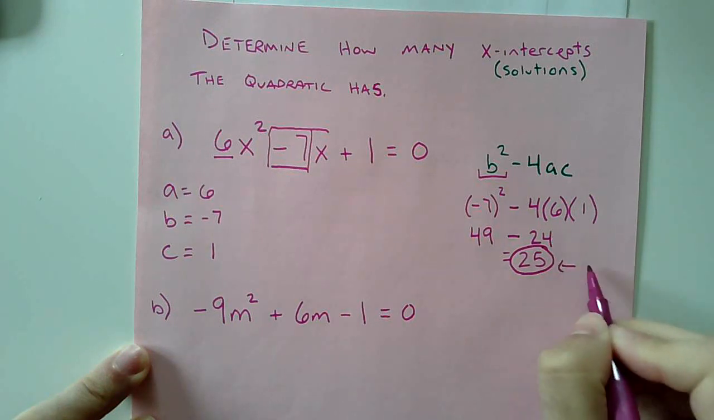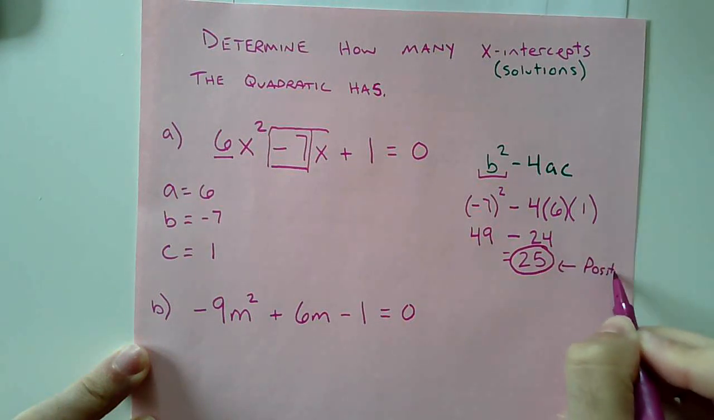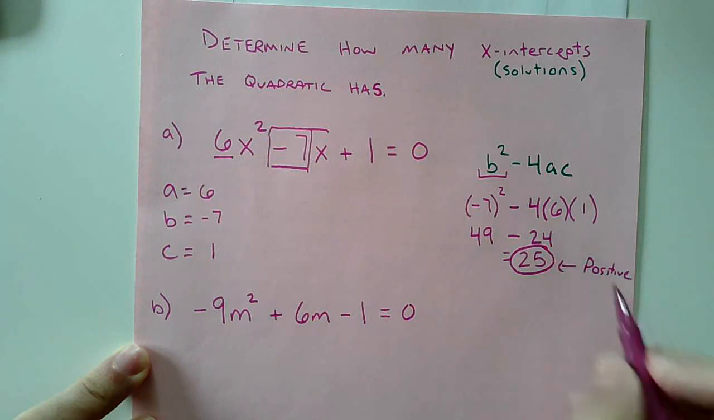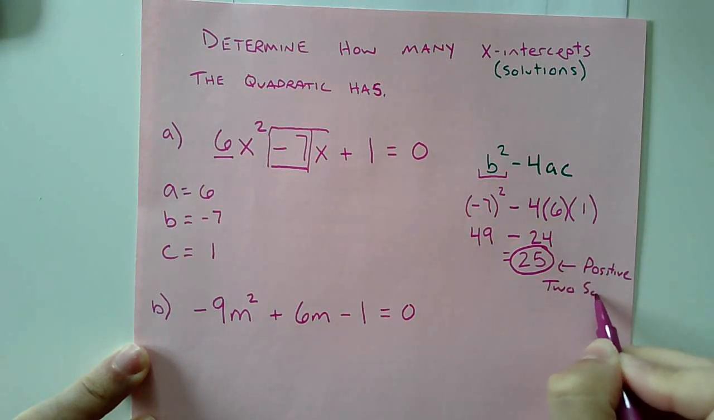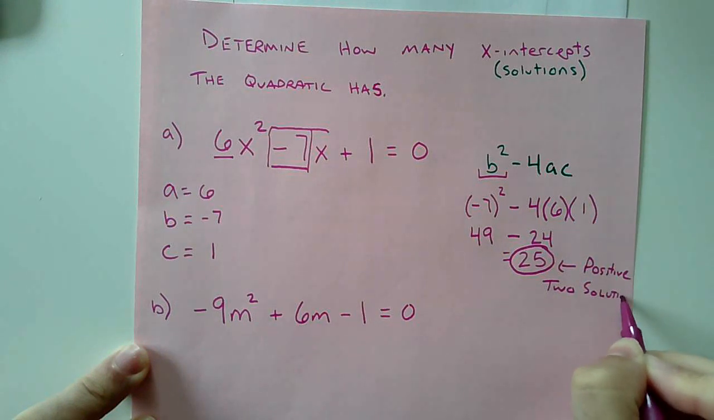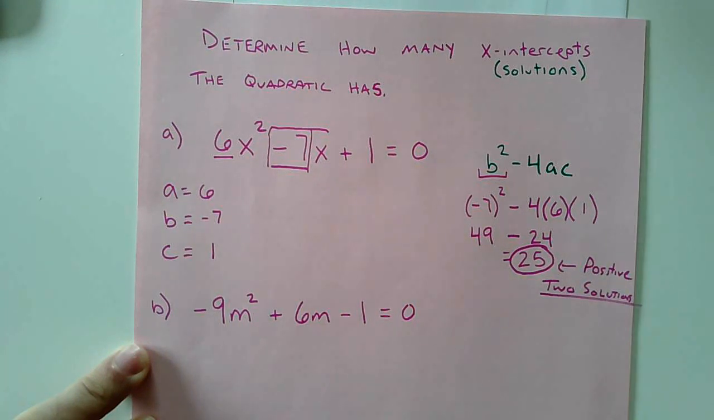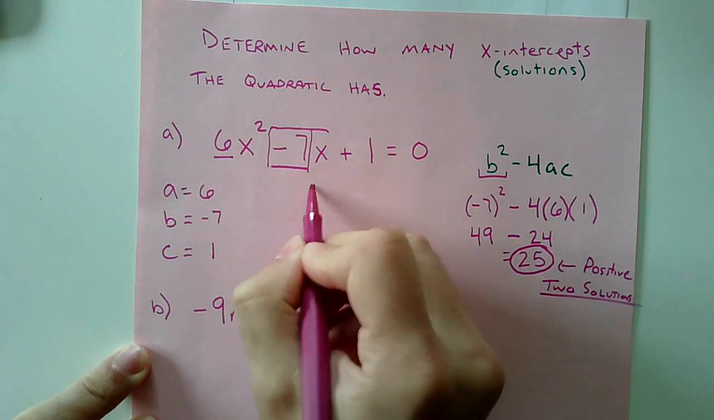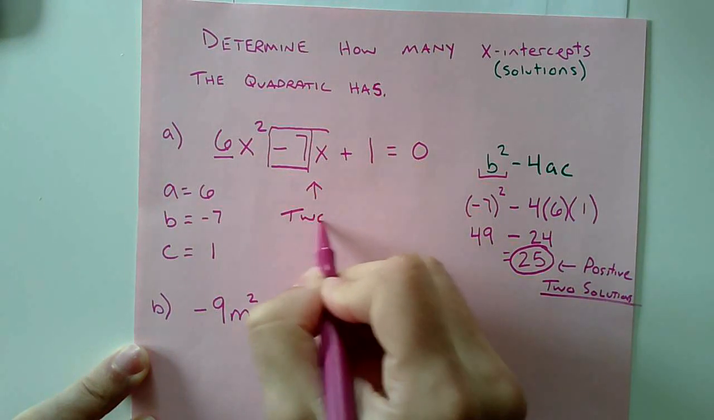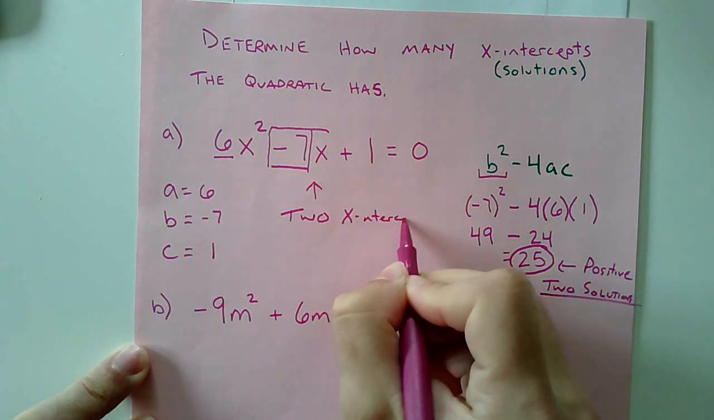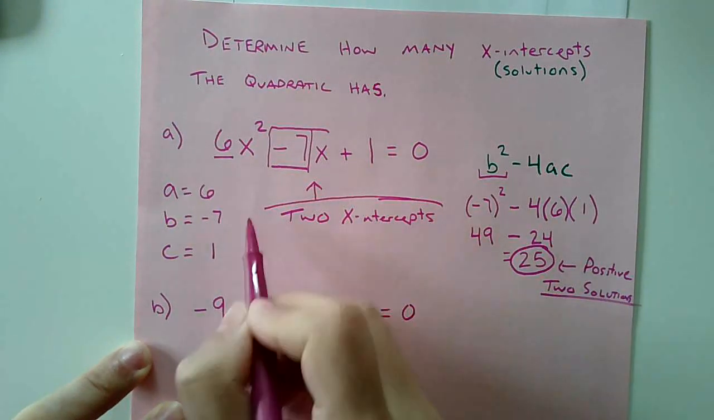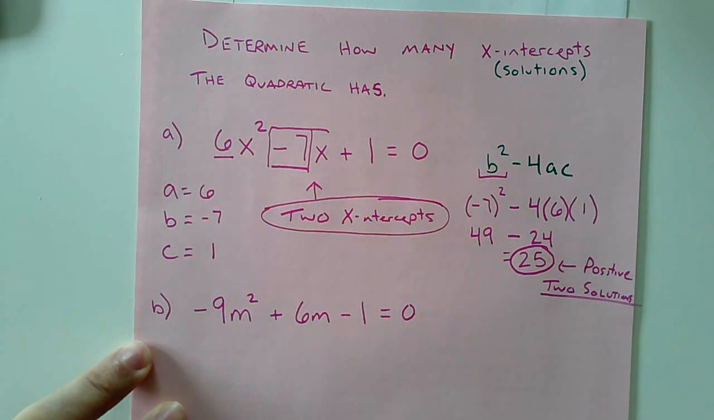If we get a positive answer, that means there are 2 solutions, or x-intercepts. So this will have 2 x-intercepts. And the discriminant was 25.